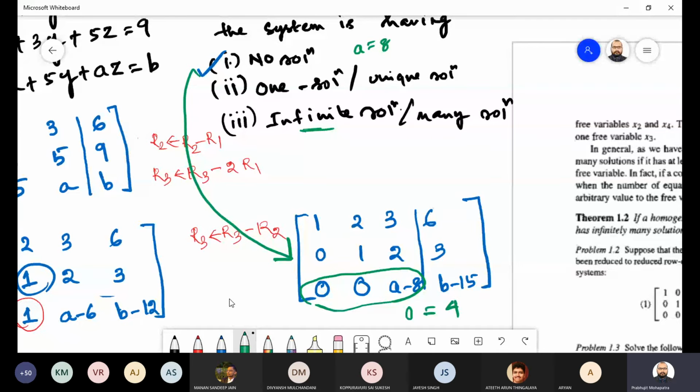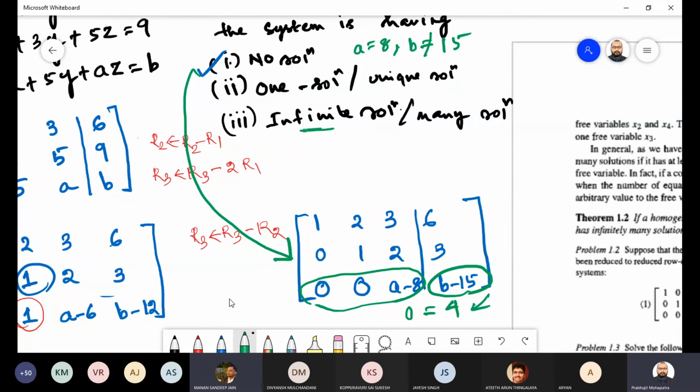So a equal to 8, and another condition is that b should not be equal to 15. If b equals 15, then it will become 0. We don't want that; we want some contradiction to happen. Contradiction means there will be no solution. So b should not be equal to 15. Okay or not?